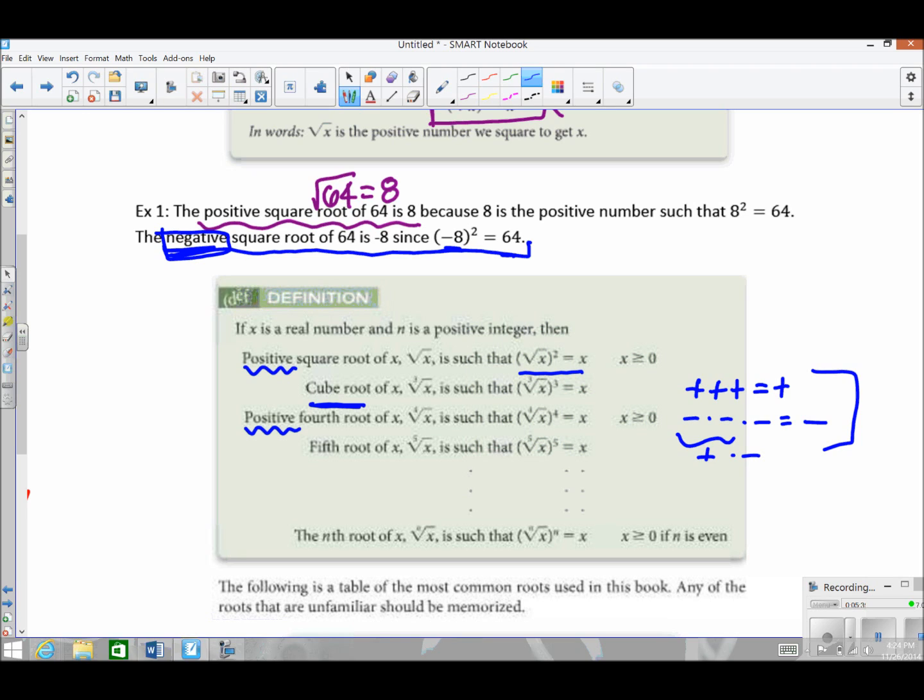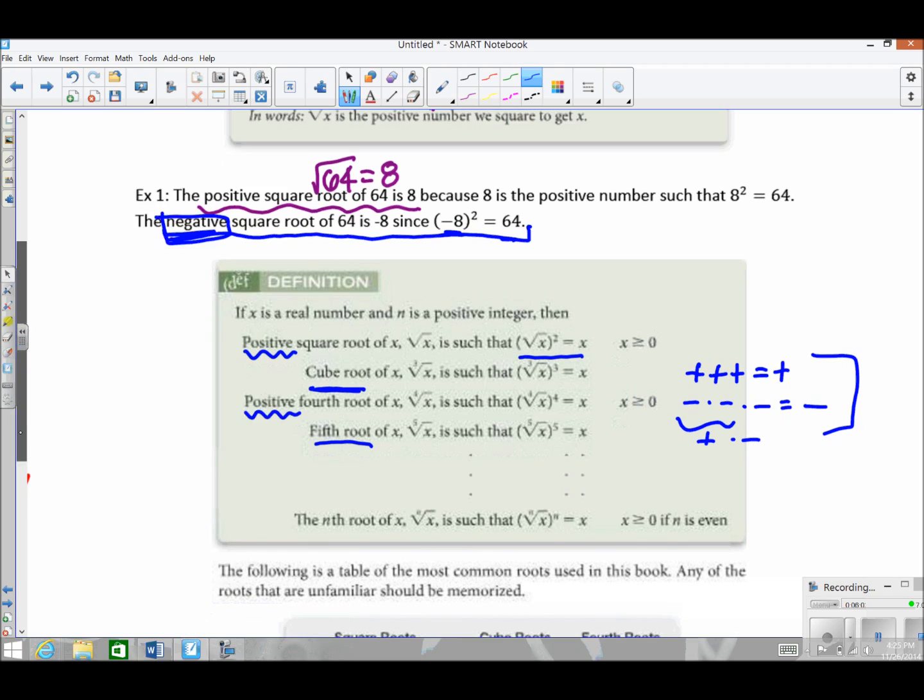So technically, yes, there are two answers for the square root or the fourth root of something, but we're just going to be looking at the positives. That's what the symbol is notating. So the fifth root, again, is an odd root, so you can have positive or negative, and there's only ever one answer. It'll either be positive or negative, not both. And this pattern keeps going on.